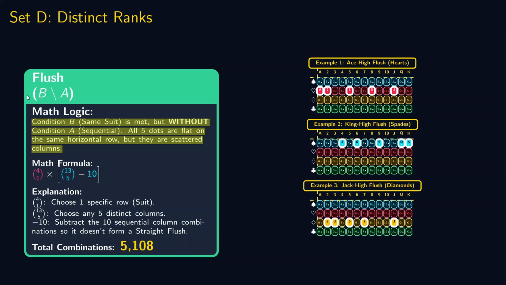So the defining visual feature of a flush is 1 row, 5 non-consecutive columns. The row is uniform, but the columns are irregular. Let us look at 3 examples to feel this clearly.